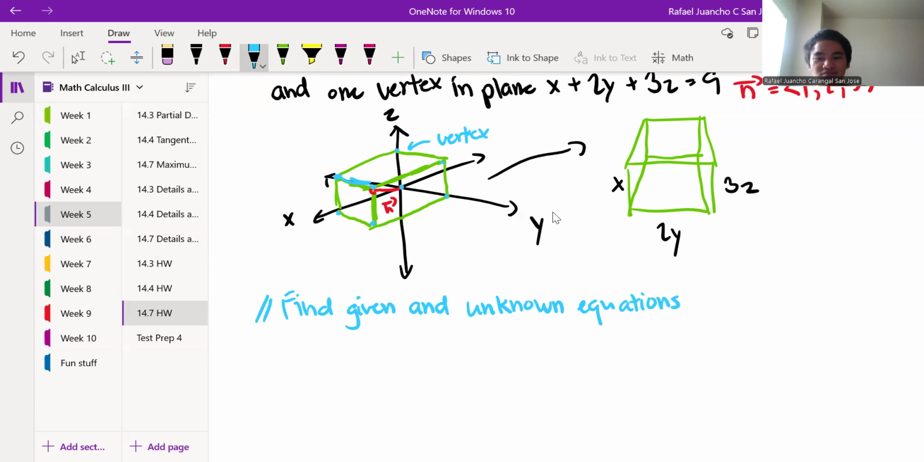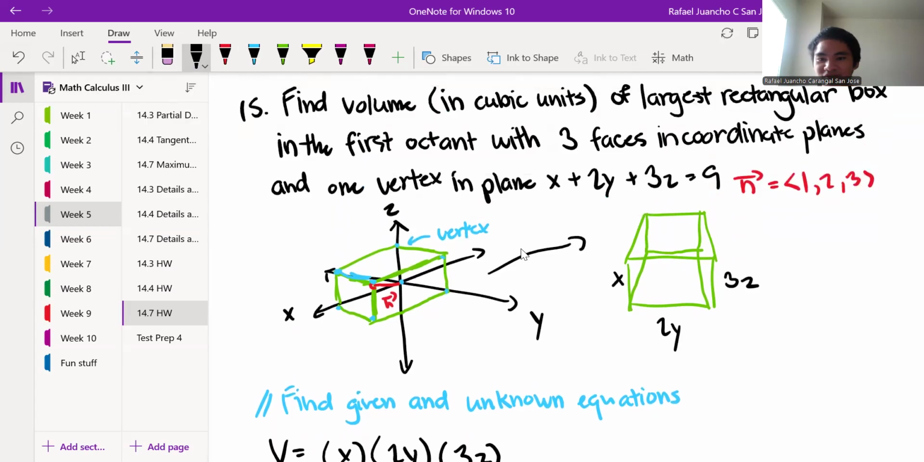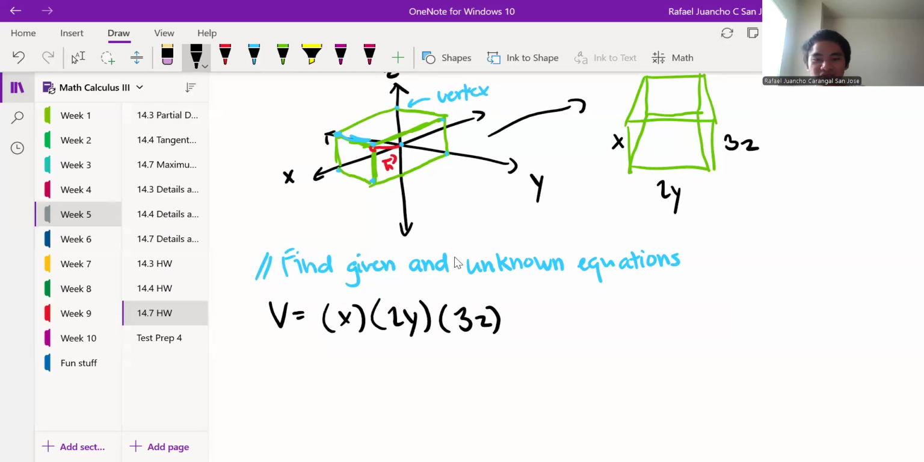So what do we need to find? We need to find the volume. The volume is basically V. We just multiply all these: x, 2y, 3z. That's it, right? We don't have any more info on that. Now we can simplify. We can say this is 6xyz. We could do that. No biggie.